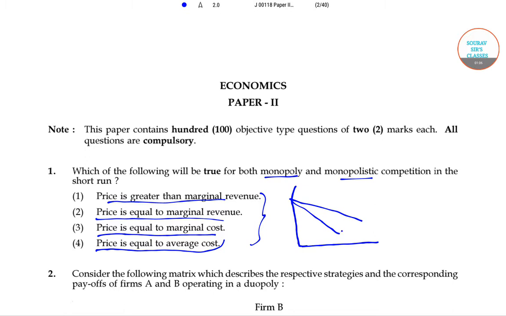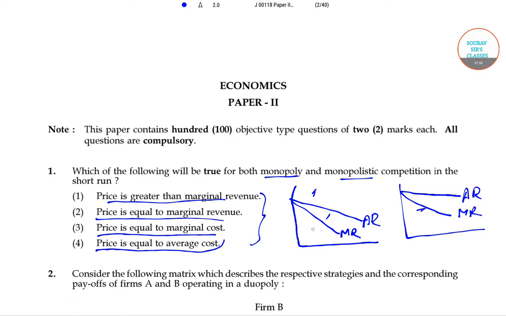So we know this is the MR curve and this is the AR curve, and in monopolistic competition it will be a bit flatter because of the substitutes that are available in the market. So this is a bit steeper as compared to this, because for a monopolist the market elasticity is less because there are fewer substitutes.